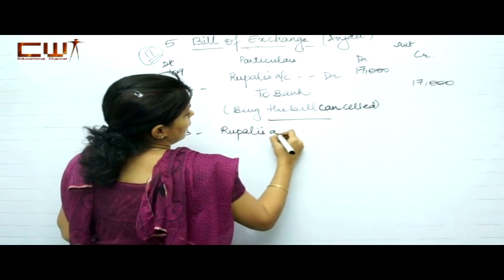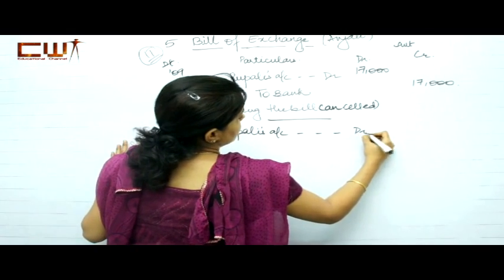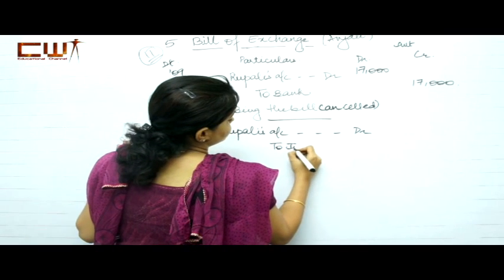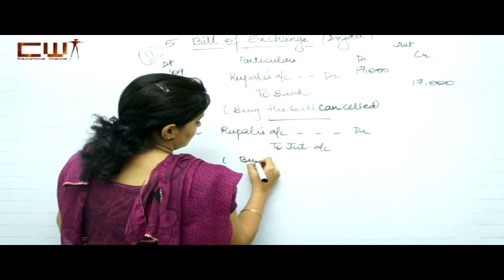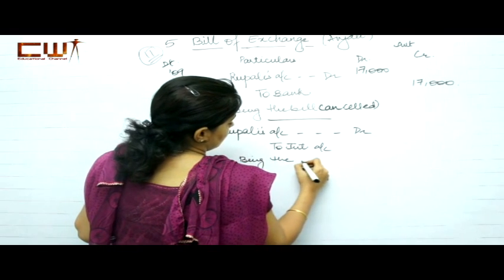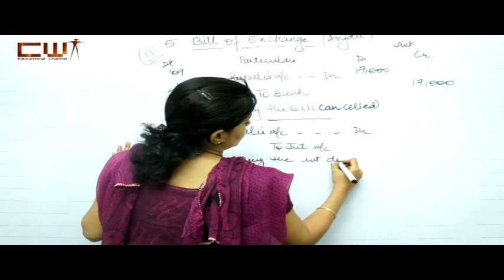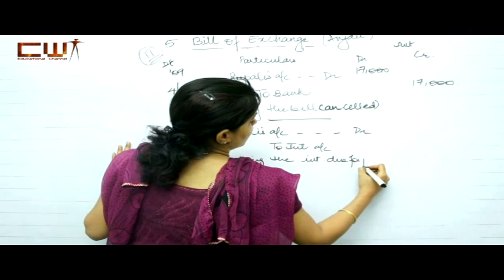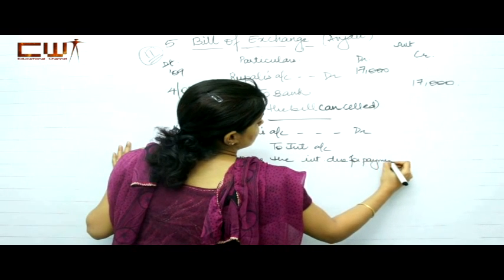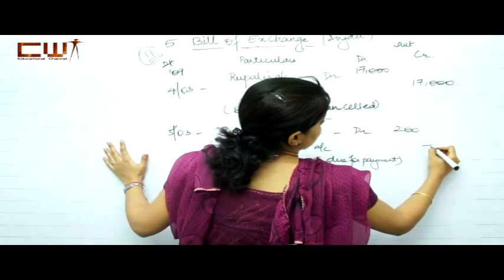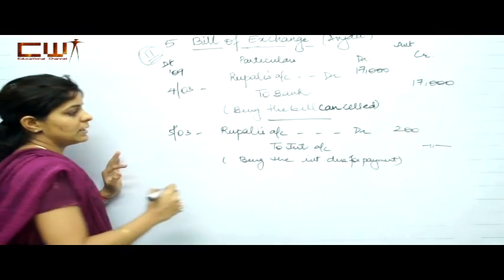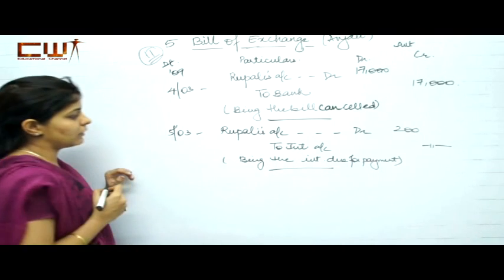Rupali's account is debited to interest account, being the interest due for payment. How much is the interest for? 200. Alright. This is you're making the interest due.